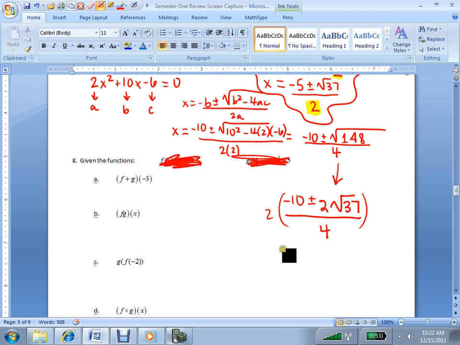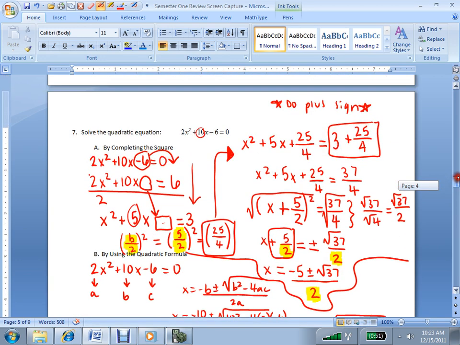So we are going to have negative 5, because negative 10 divided by 2 is negative 5, plus or minus, and then we have 2 divided by 4, which is 1/2, so you could just pretend like there's a 1. You're just going to do square root of 37 all over 2. And that is how you do number 7.